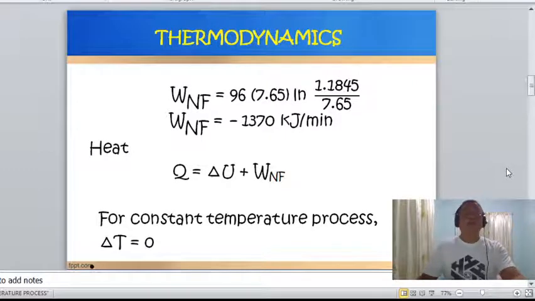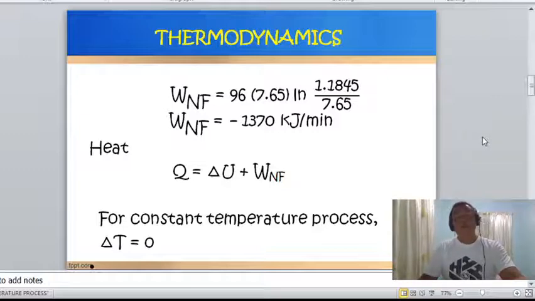For the work non-flow, substituting values, that is 96, the value of the pressure, multiplied by the volume, 7.65, and the natural logarithm of 1.1845 over 7.65. So the work non-flow is negative 1370 kilojoules per minute.